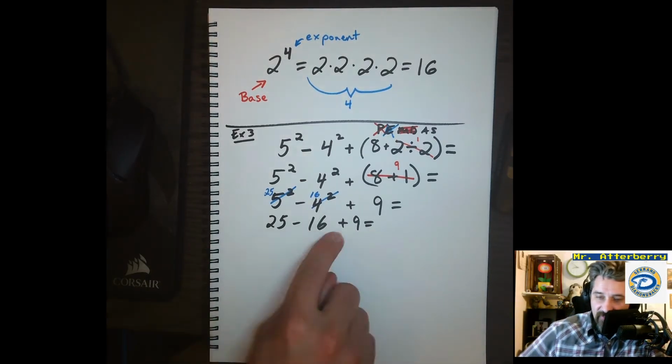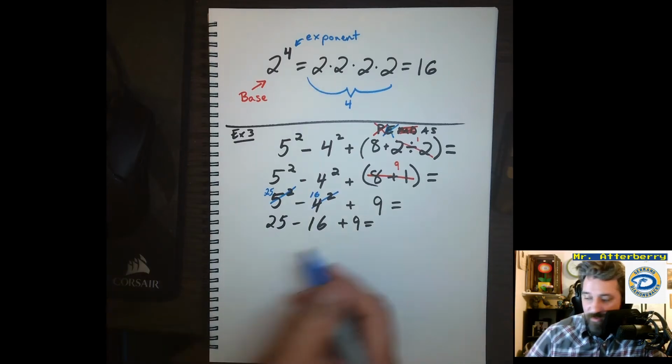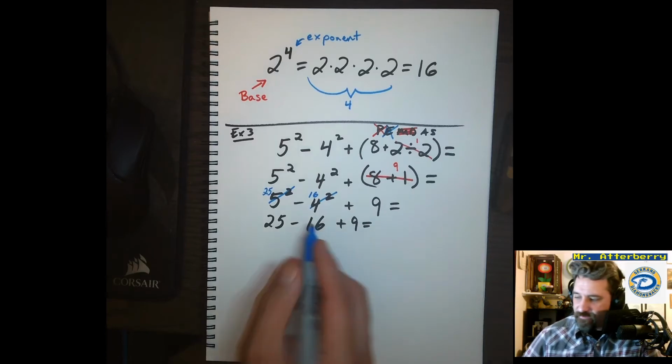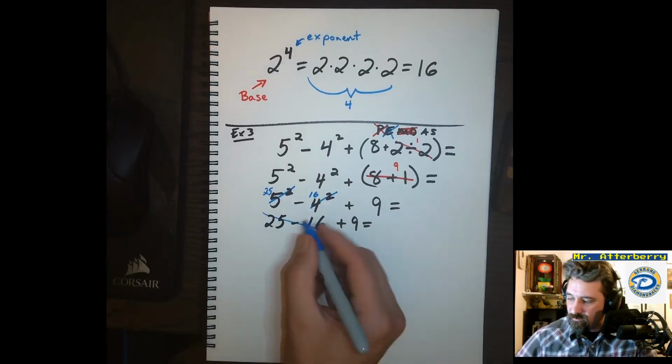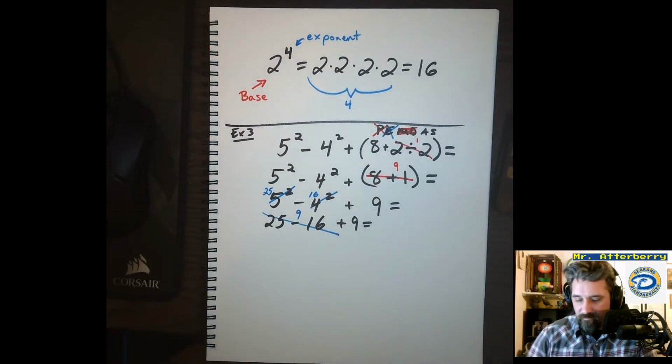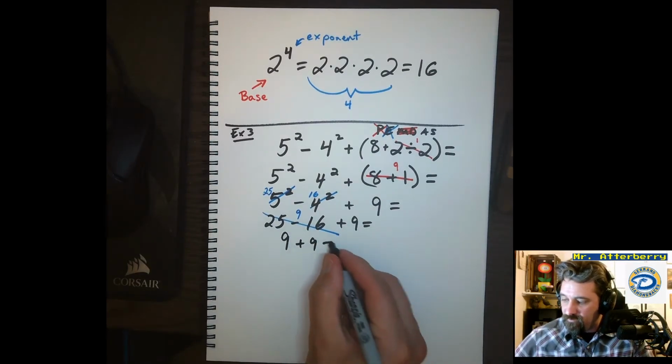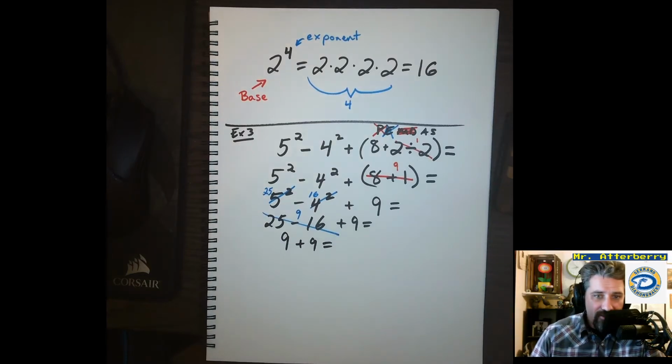I'm going to say 25 minus 16. 25 minus 16 would be what, 9? And then 9 plus 9 is simply 18.